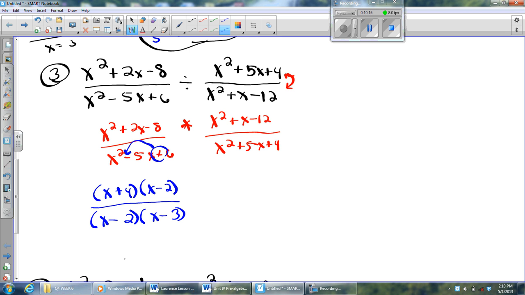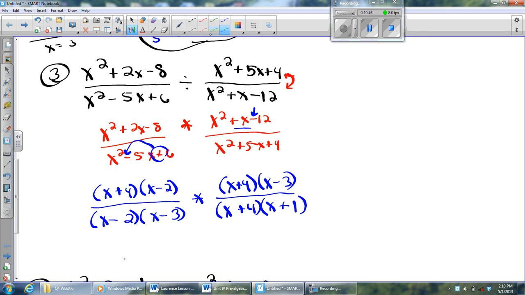Bam, bam. All right. The numerator of the second fraction, I have 12. I need 2 factors of 12 that subtract to get positive 1. Sounds like a 4 minus 3 deal to me. A 4 minus 3. In the denominator, I need 2 factors of 4 that add to get 5. How about 4 and 1?